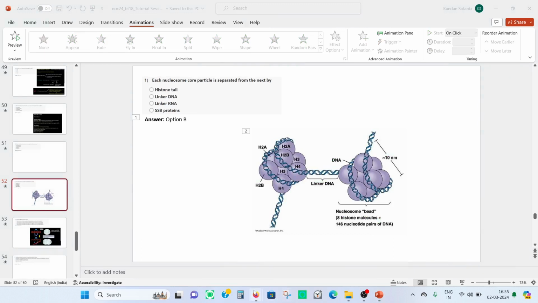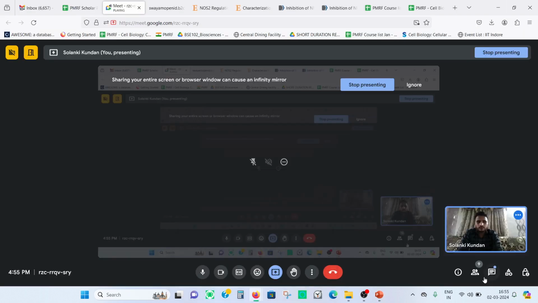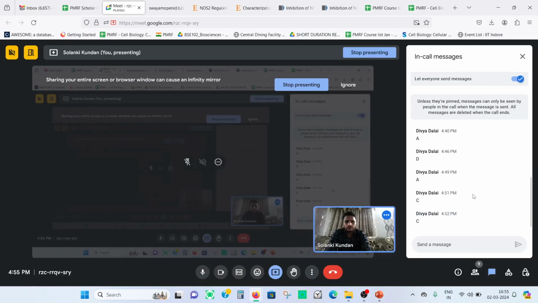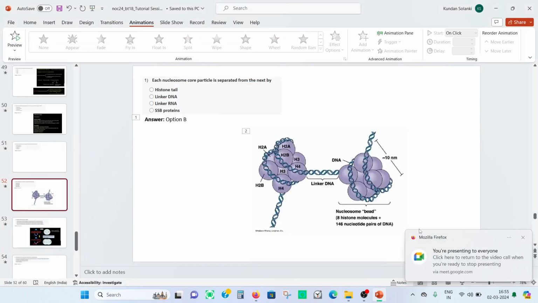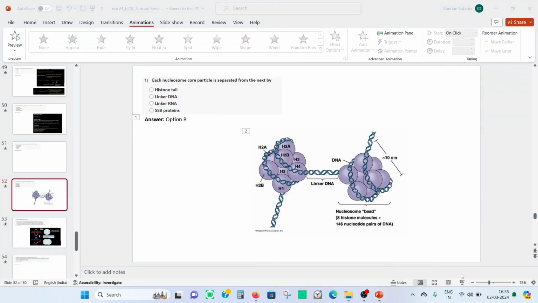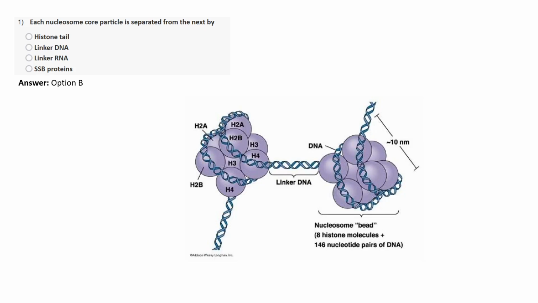Is there any doubt? Anyone? Yeah. If you are answering in the comment in the chat box, then I will not be able to see it, because I'm in presentation mode and I'm not connected with another device. So you can turn on your audio and you can answer. Okay, A, B, C, D. You can answer in that way.